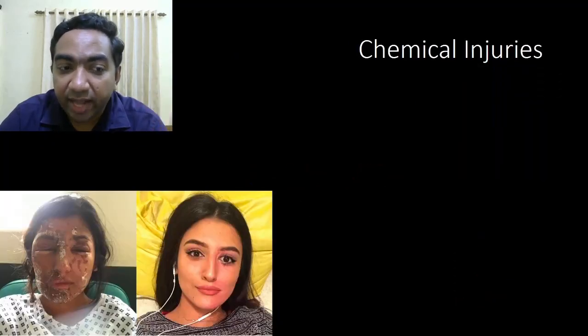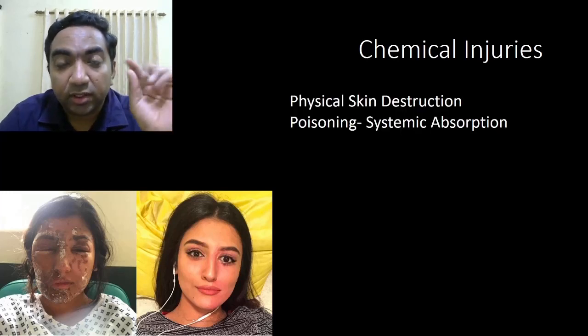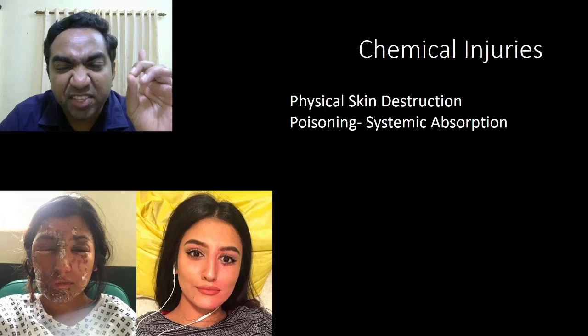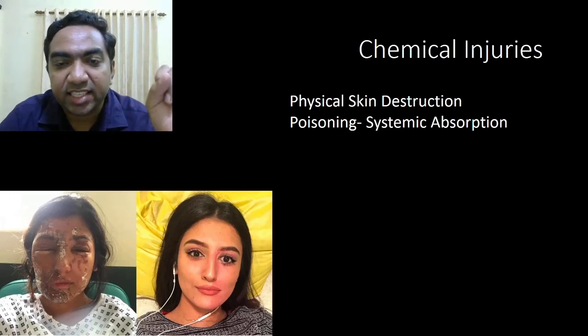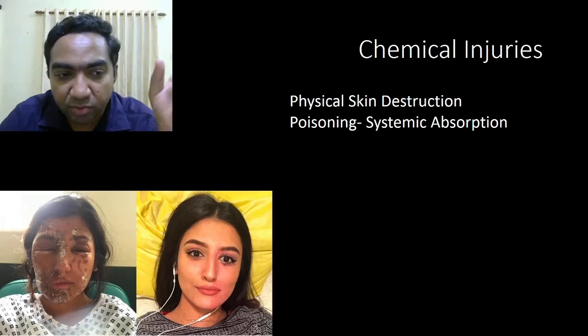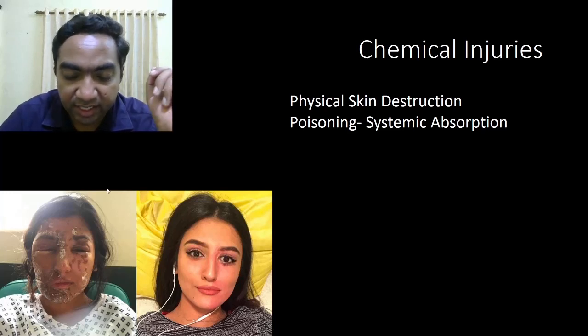Chemical injuries can be caused by either an alkali or an acid. This is an acid burn. So, there are two aspects of chemical injuries. One is the physical skin destruction. Next is the poisoning due to systemic absorption. We can see the physical skin destruction here.